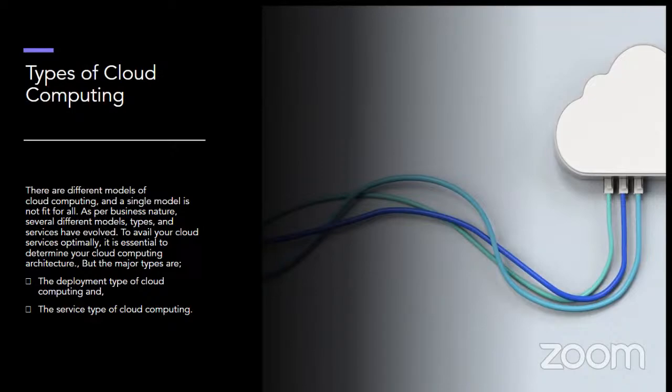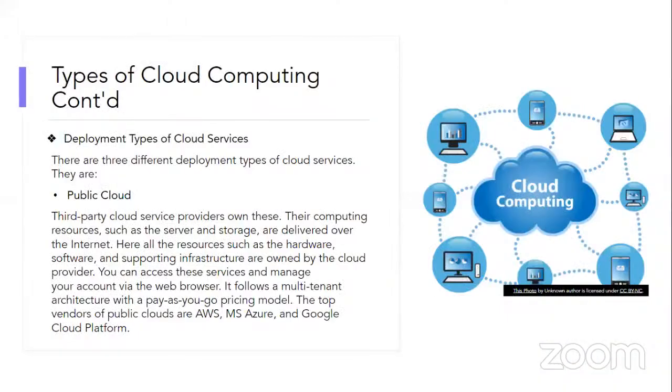Next slide, please. The deployment types of cloud services are the public cloud, the private cloud, and the hybrid cloud. First, the public cloud, which is the third-party cloud service provider. The service provider owns their computing resources, such as servers and storage, which are delivered over the internet.